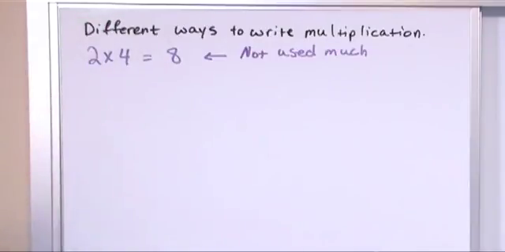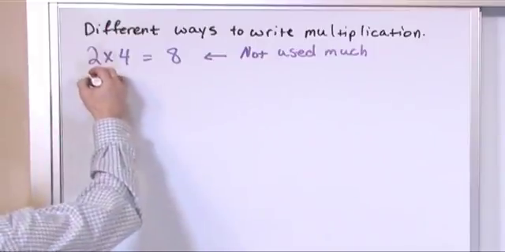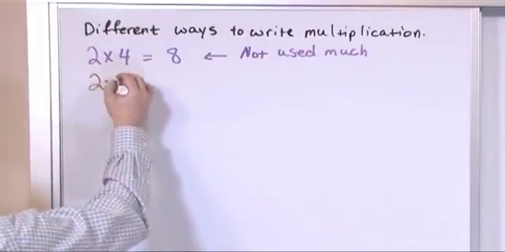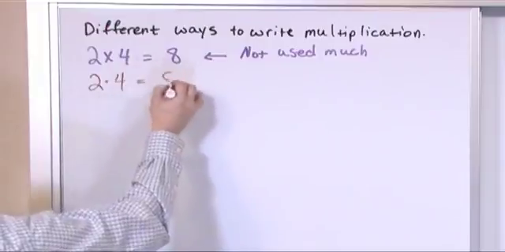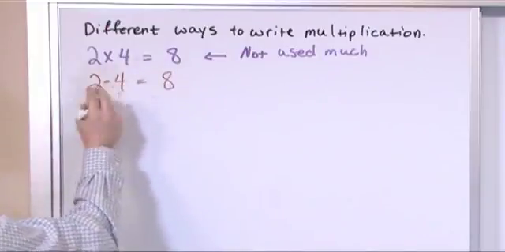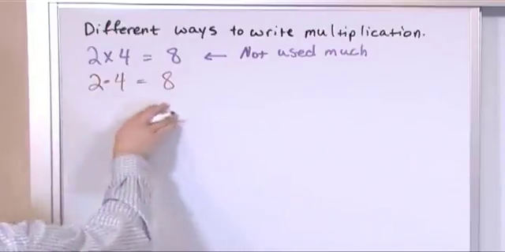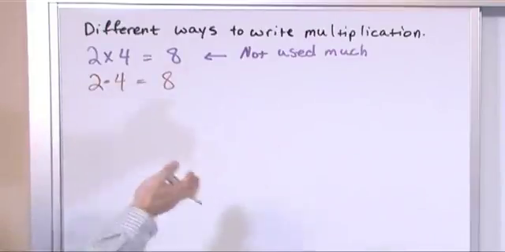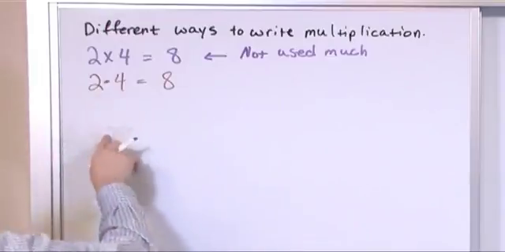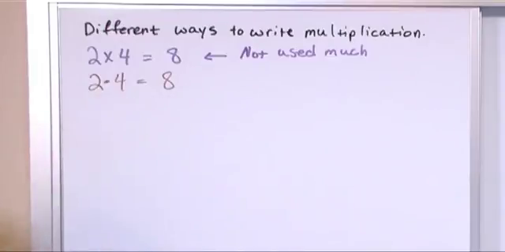Another way that you would write it, which is very common, is 2 times 4 is equal to 8. And here's a little dot between the 2 and the 4. You see this pretty often, and it's just the same thing. Don't be worried about it. When you first look at it, you think, oh, what's this dot here? It's something new. Well, it's just multiplication, nothing new.